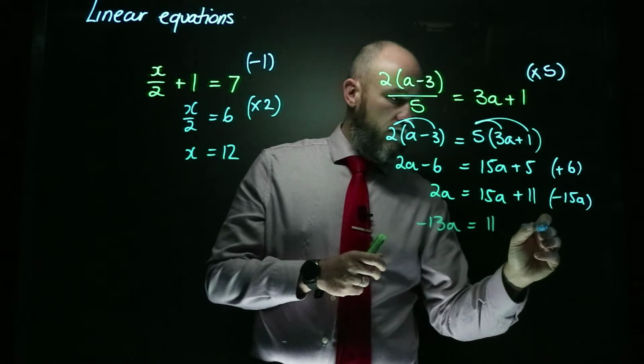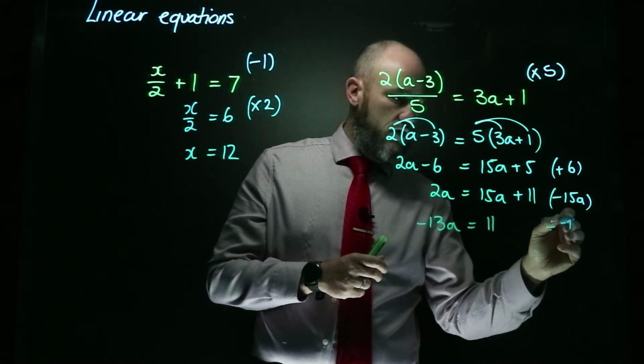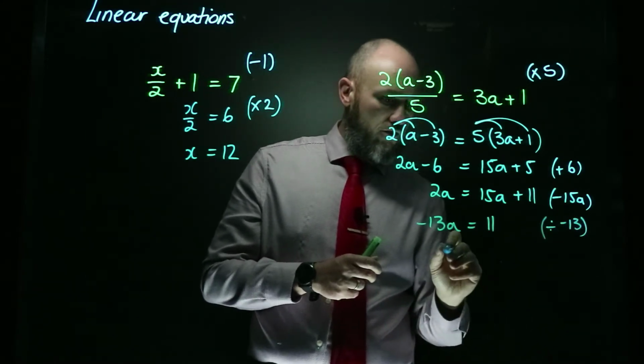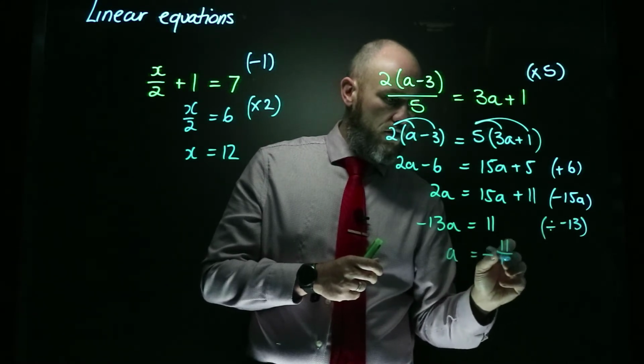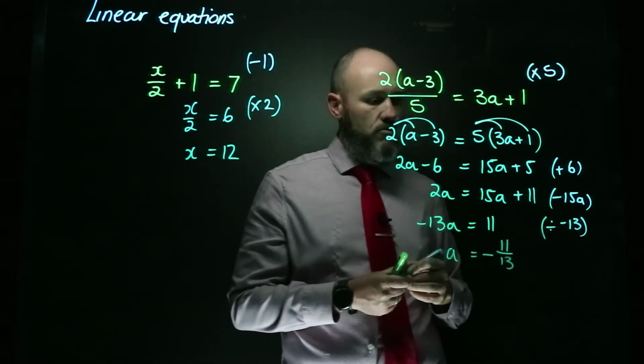And this is not going to be nice, but I'm going to divide by negative 13. And that leaves us with a is equal to negative 11 over 13. And there's our final solution.